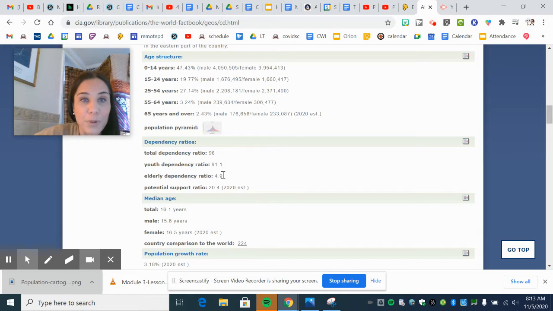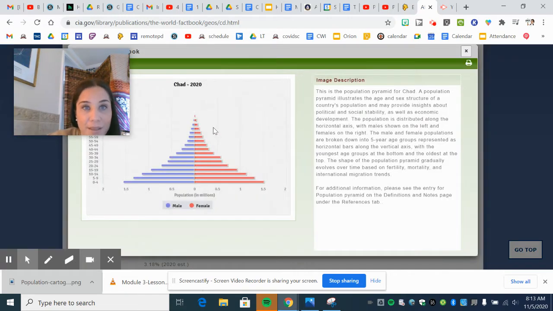So when we see a country like Chad, where the elderly dependency ratio is really, really low, but the youth dependency ratio is really, really high, that's going to give us a clue into what we're going to see in our population pyramid. So under age structure, you're going to see where it says population pyramid, and you can click right there. And now we can see it all.